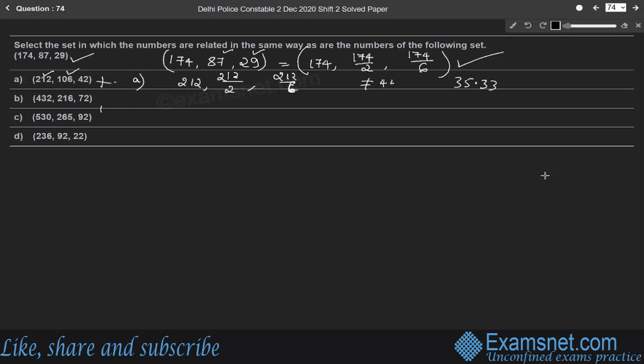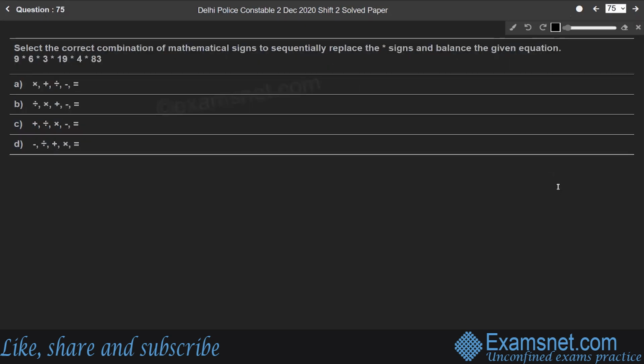Right? Check with option B. So the first number is 432. The second number must be 432 by 2, which is 216, which is right. And the third number is obtained when 432 is divided by 6. So it is 72. Therefore, option B follows the rule. Therefore, the set B is the same as the given set, right? Hence, option B.